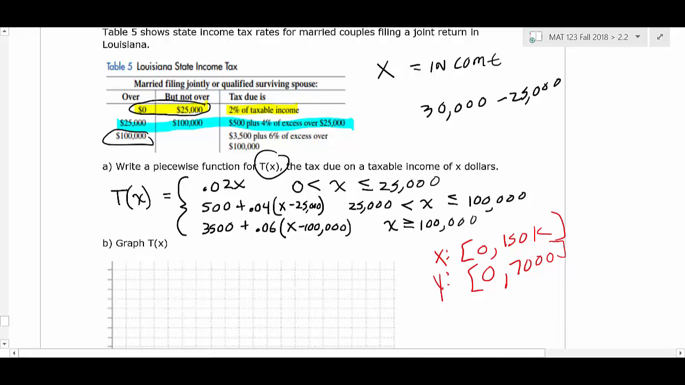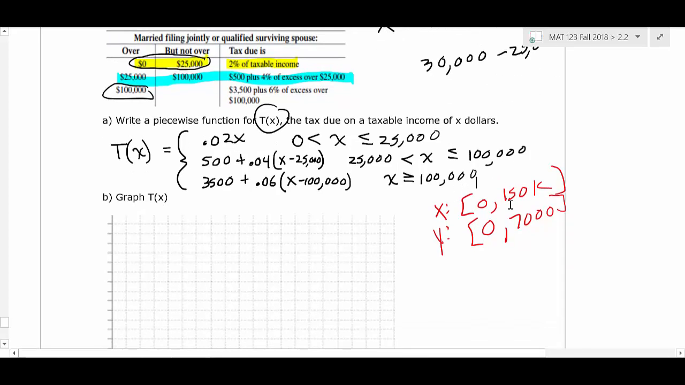That's a piecewise function, and taxes really, in a simple form, can be thought of as a piecewise function. That's very common a lot of times in business and economics practices, to have things broken into pieces. That's why you learn this. All right, now what we're going to do is graph this on the calculator.